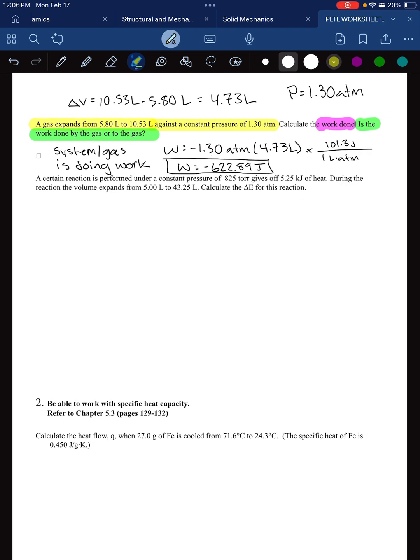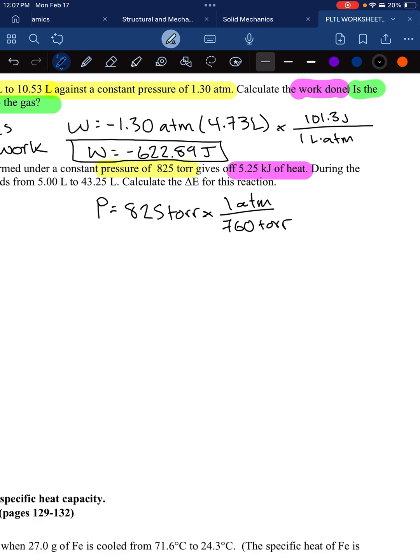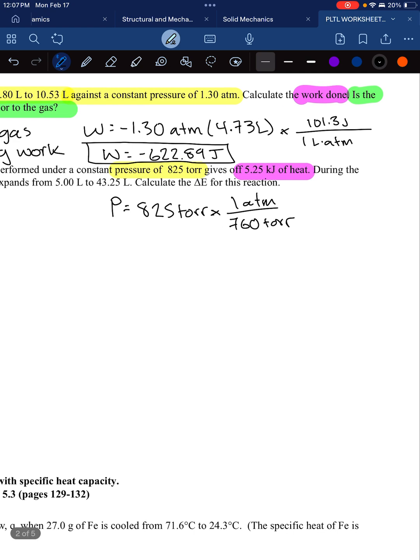This next question says, a certain reaction is performed under a constant pressure of 825 torr, and it gives off 5.25 kilojoules of heat. It gives off 5.25 kilojoules of heat. Okay, so that'll be our P, and this will be our Q.